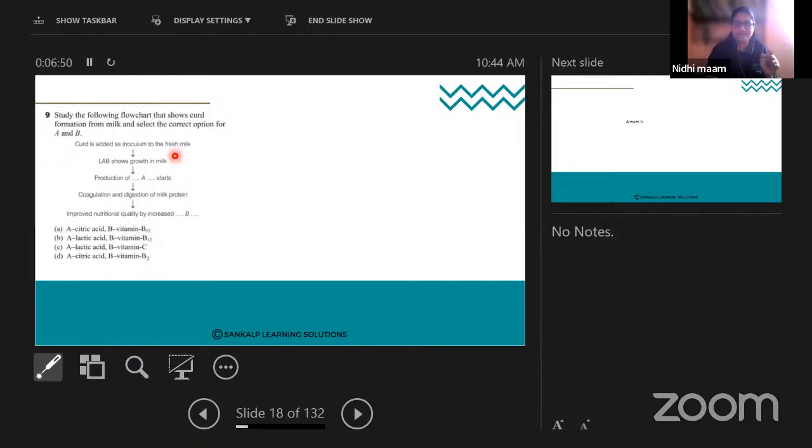Lactic acid bacteria show their growth. Production of A starts. What is this A? We have to tell. Coagulation and digestion of milk protein. Improved nutritional quality by increased what? A is citric acid, B is vitamin B12; A is lactic acid, B is vitamin B12; A is lactic acid, B is vitamin C; A is citric acid, B is vitamin B2.